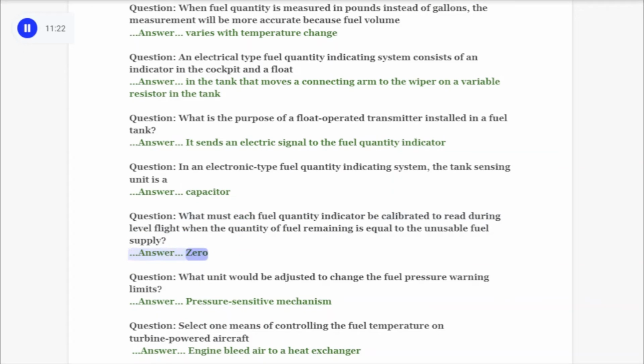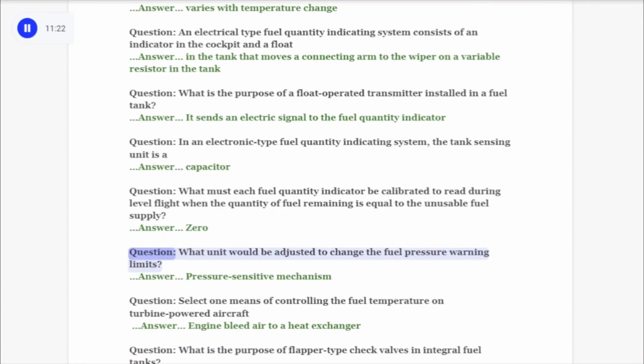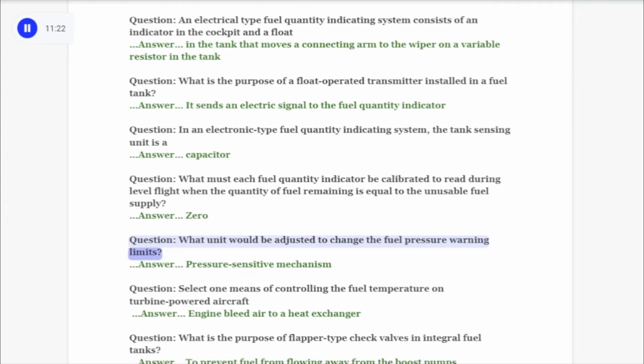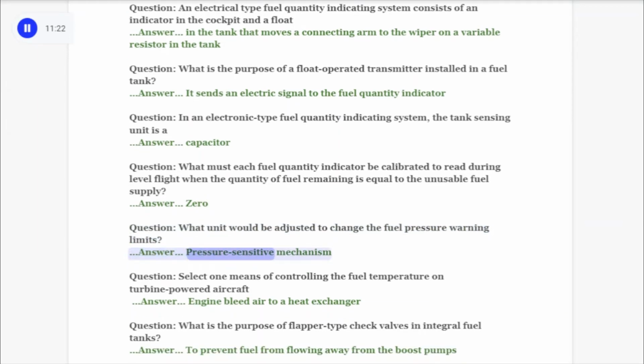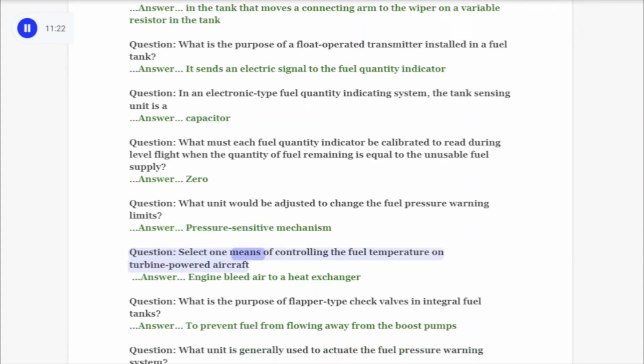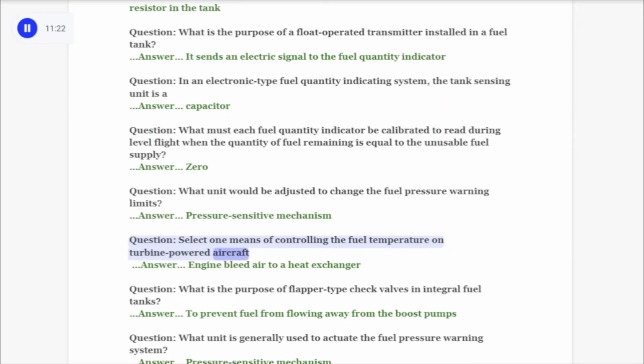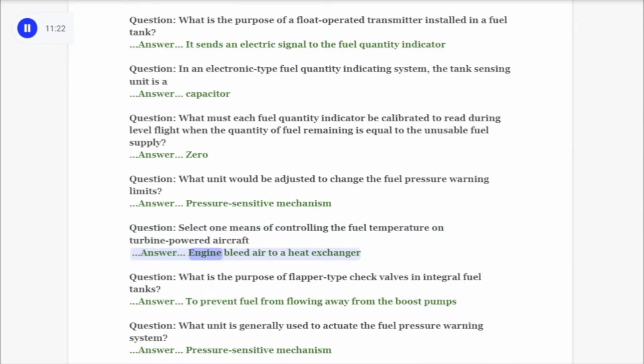Answer: 0. Question: what unit would be adjusted to change the fuel pressure warning limits? Answer: pressure-sensitive mechanism. Question: select one means of controlling the fuel temperature on turbine-powered aircraft. Answer: engine bleed air to a heat exchanger.